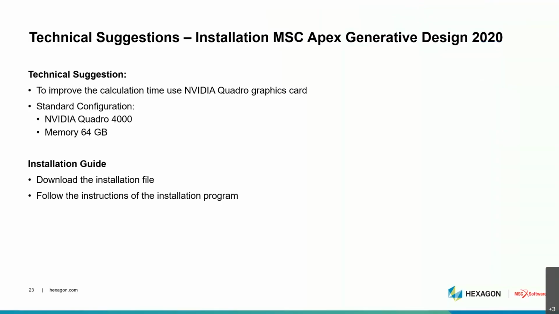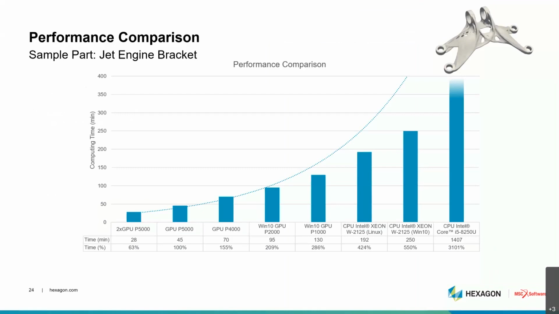Thomas already mentioned that we are working on NVIDIA Quadro graphics card to get a faster optimization result. And as you can see on the next slide, we have a performance comparison for that, which shows how much faster you can get with quite good graphics card compared to just CPU calculation. Of course, it's always the question what you want to achieve, and we would suggest you to use, for example, the GPU P4000 because this is a very good graphics card with very good performances, but at a cost that's reasonable.